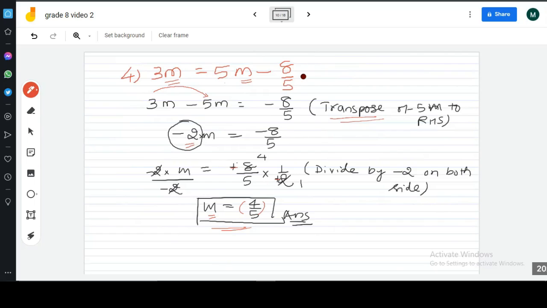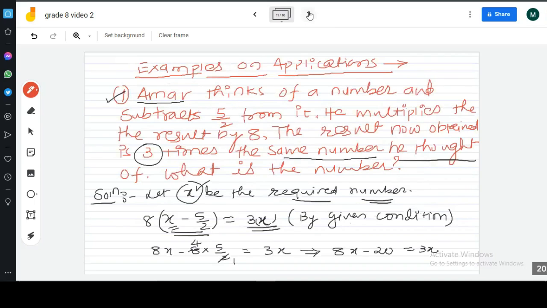Clear? Yes. So these are some different types of examples which may be asked in the exam to solve a linear equation having one variable and the variable term on both sides. The variables are on both sides, but it is a linear equation in one variable only. Clear? Yes.